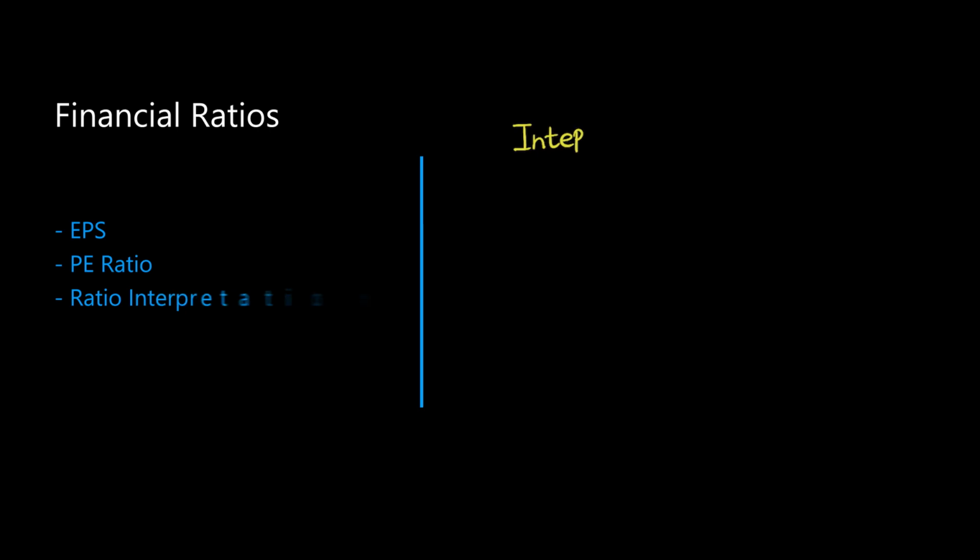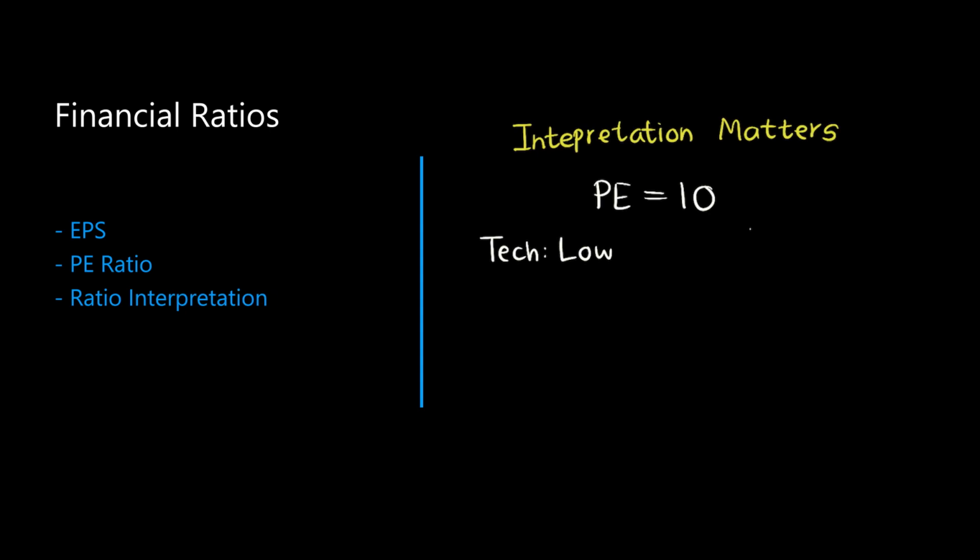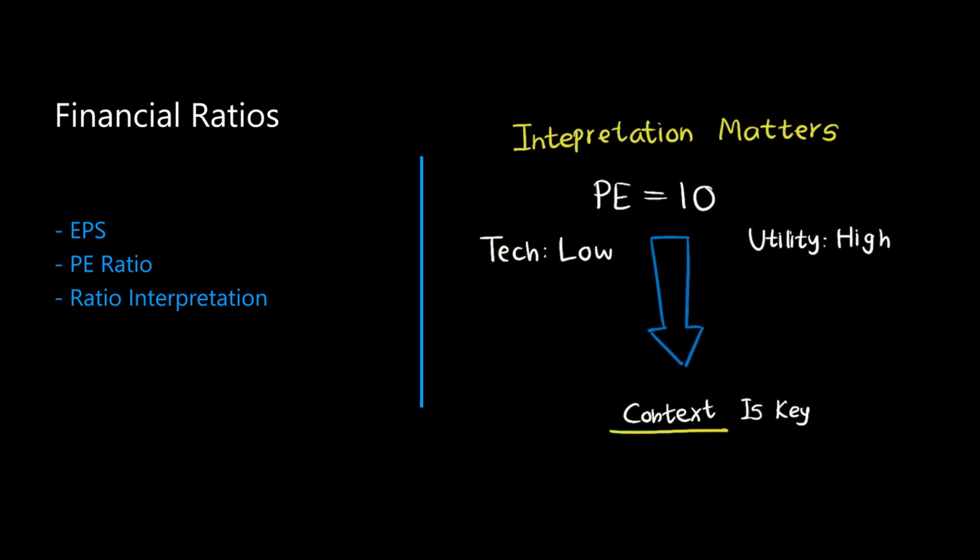Here's the thing about these ratios. You don't just calculate them, you interpret them. A PE ratio of 10 might be low for a tech company, but high for a utility. Context matters, industry matters, trends matter. Your exam questions will test whether you understand what numbers mean, not just how to compute them.